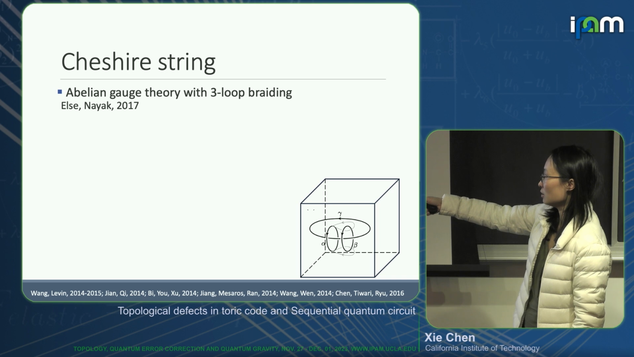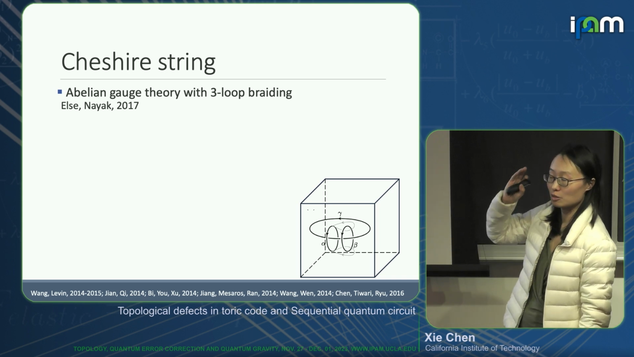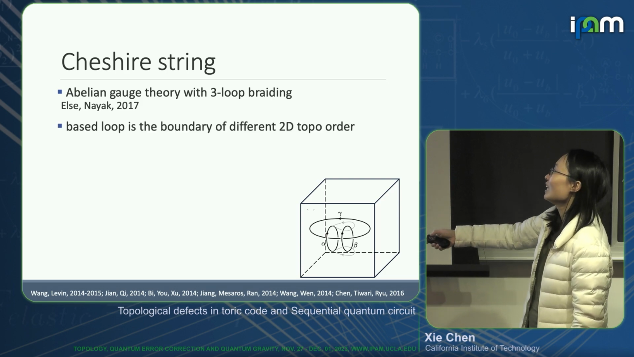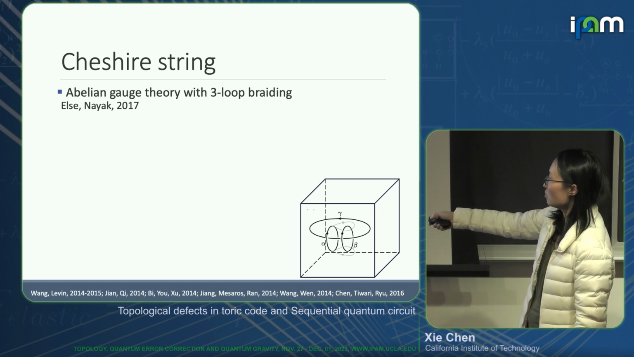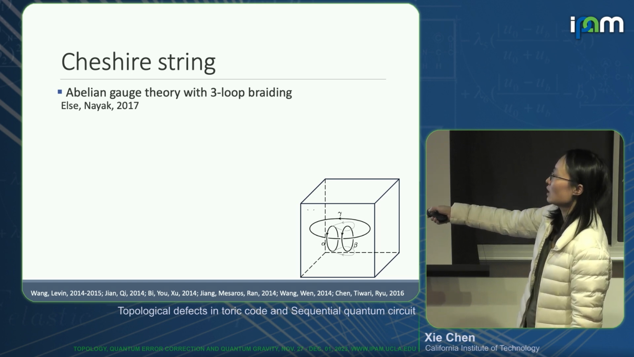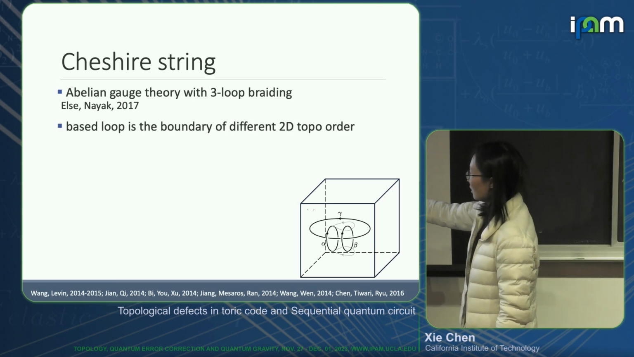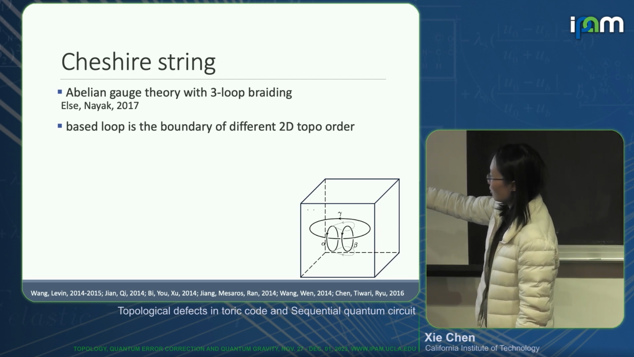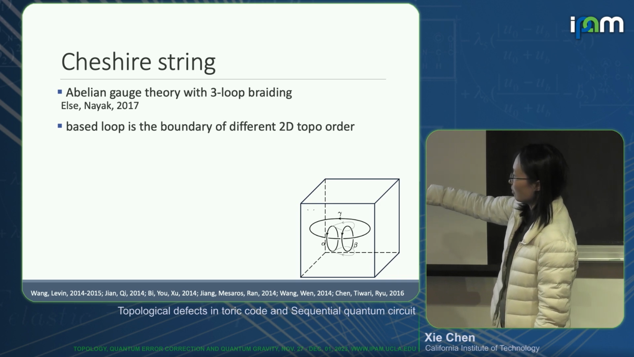was pointed out in Dominic and Xie Chen's paper in 2017, maybe some math paper that I don't know, but I learned it from here, that in these kind of situations, some of the flux loop also have to be Cheshire. And this is because we can look at this picture. And so this is the three-loop braiding picture again, that we have a base loop, and then two other loops link on top of the base loop.